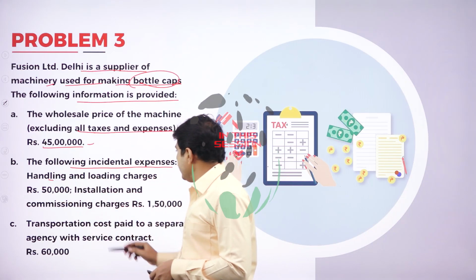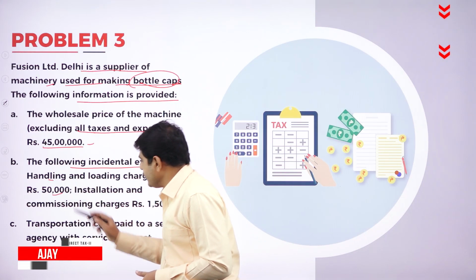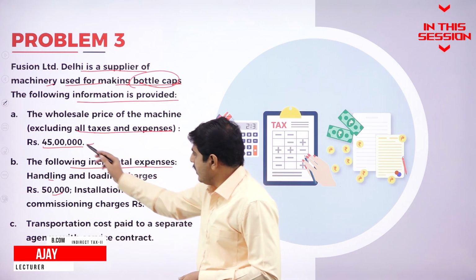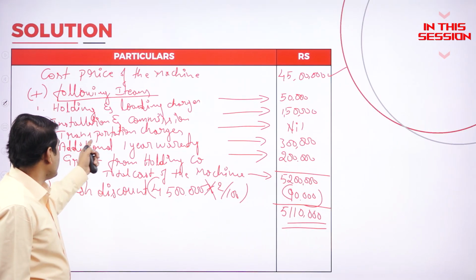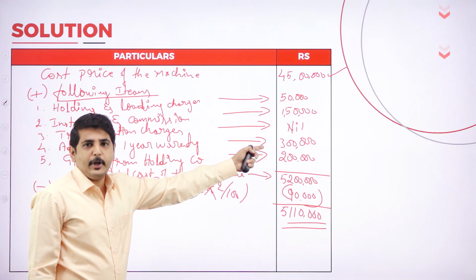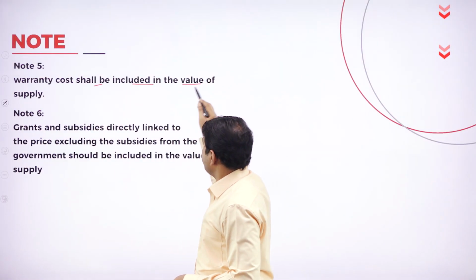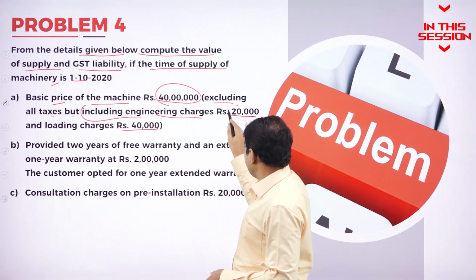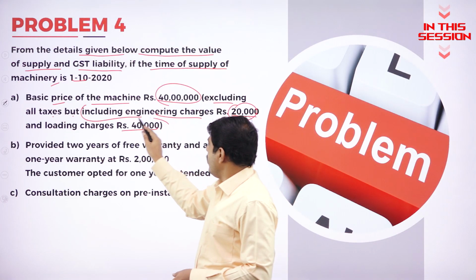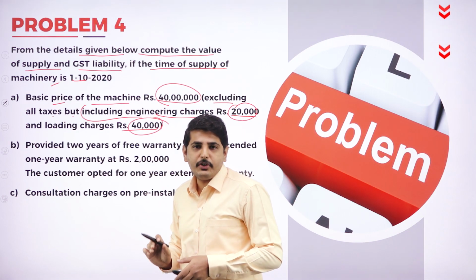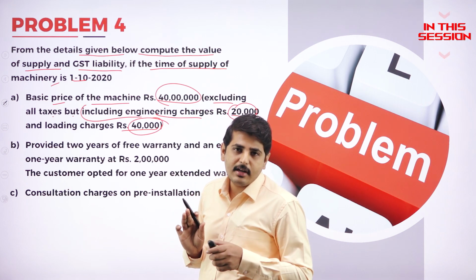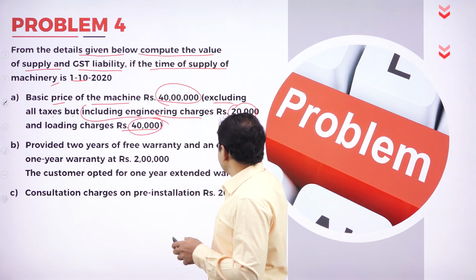Handling and loading charges rupees 50,000. We should add it to the 45 lakh. We have not added the transportation charges. It is nil because it is third person. Warranty cost shall be included in the value of supply. This amount 20,000 is already included and 40,000 is already included. So we should not consider these two items.